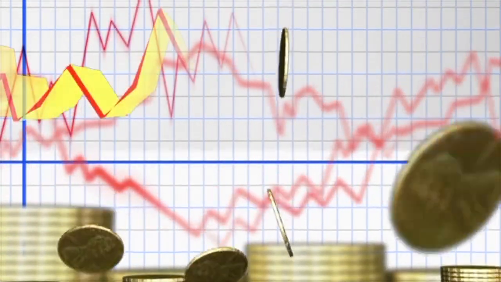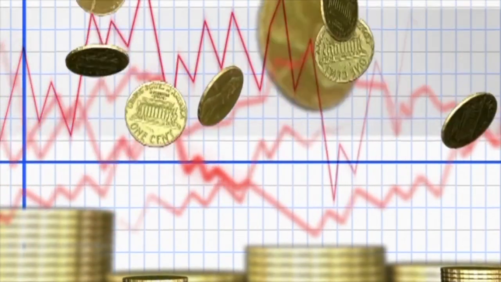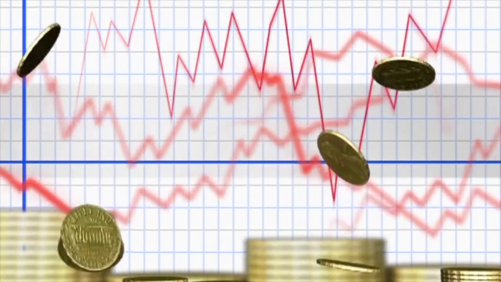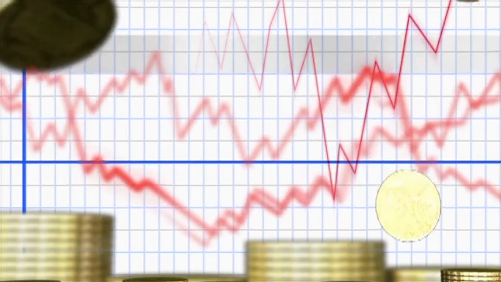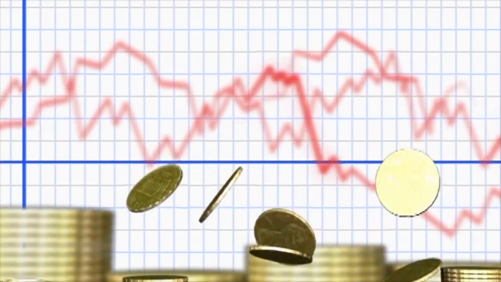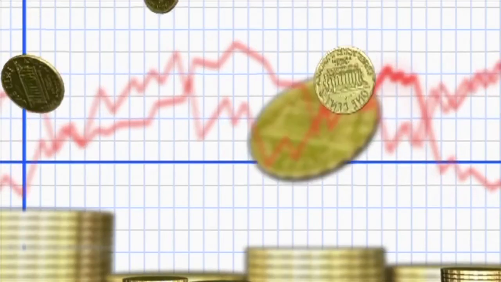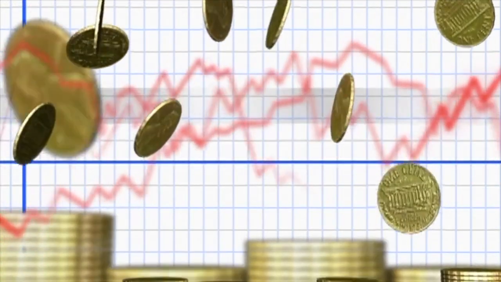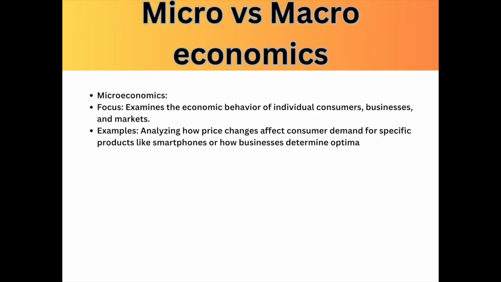We will be looking at part 2 of economics today. So we will be exploring different types of economics such as micro versus macroeconomics, indicators and elasticity, market structures, and the role of government in economics. So let's start off with micro versus macroeconomics.